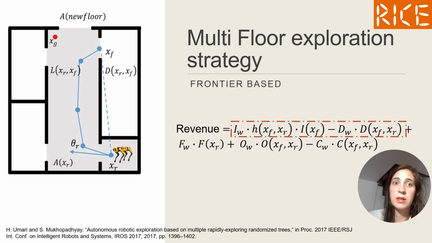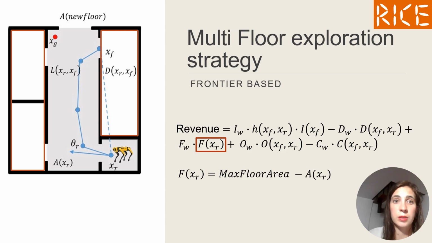The first term is the information gain that represents the square meters of unknown space in a circular area around the frontier point. The second term is a cost and it is calculated as the Euclidean distance to the frontier. The third term takes into account the value of continuing exploring this floor versus changing floor.